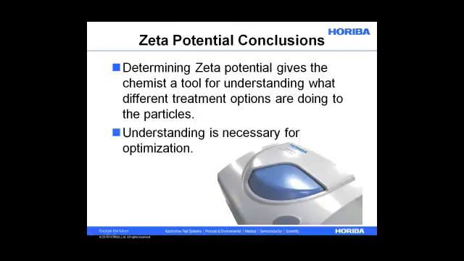So a couple quick conclusions. Zeta potential really gives you a tool for understanding what different treatment options are doing to the particles. So you can really take apart your waste suspension and monitor what's going on. And this understanding is really necessary for optimizing your water treatment process, not just in terms of cost, but also in terms of how long the process takes and not breaking the process by restabilizing a suspension.